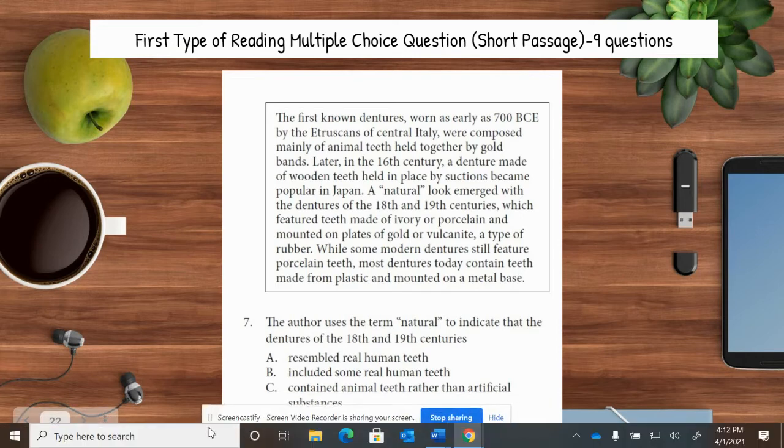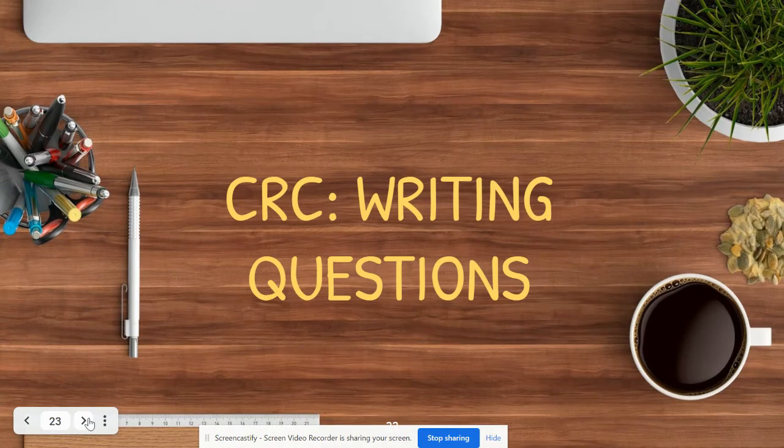The author uses the term natural to indicate that the dentures of the 18th and 19th centuries were, and then you would, again, if you really want to try this question, freeze the video, but I'm not going to linger on it any longer. Those are the types of questions that they're going to get. That's the reading part. 15 questions: 1 literary passage, 2 connecting selections, 9 short passage.